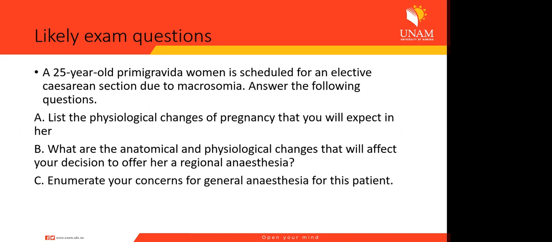A 25-year-old primigravida woman is scheduled for an elective cesarean section due to macrosomic baby. Answer the following questions. Number one, list the physiological changes of pregnancy that you expect in this patient. Number two, what are the anatomical and physiological changes that will affect your decision to offer her a regional anesthesia? And number three, enumerate your concerns for general anesthesia for this patient.